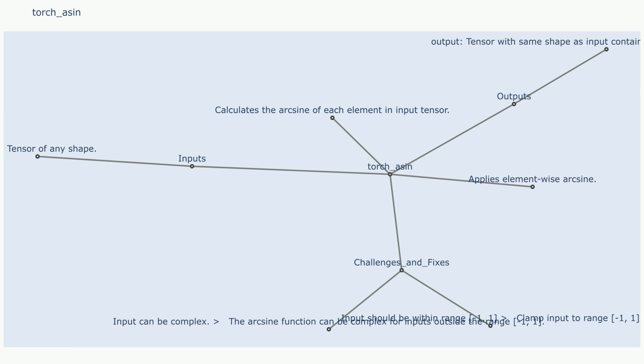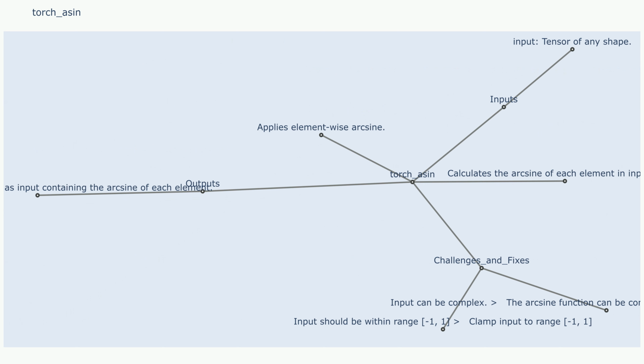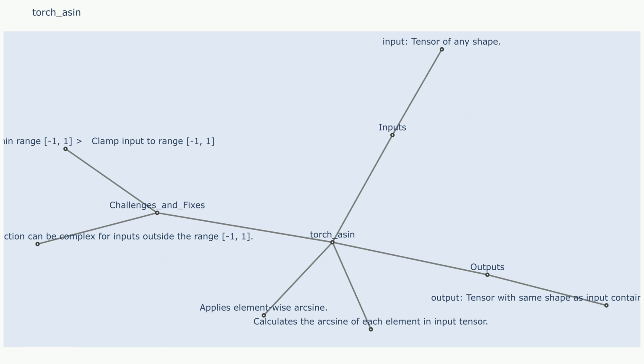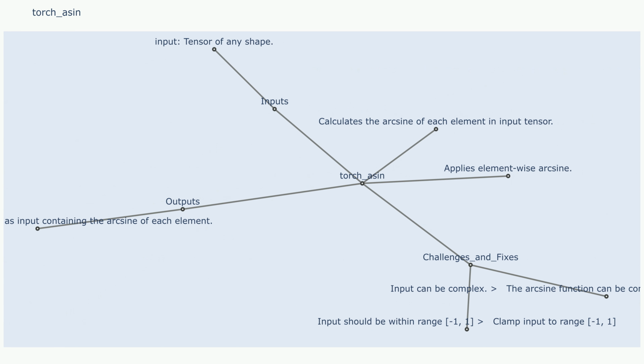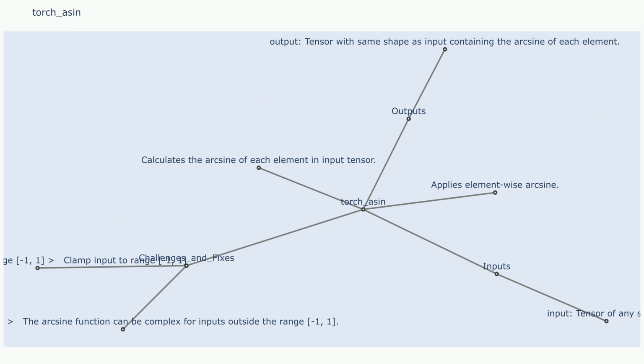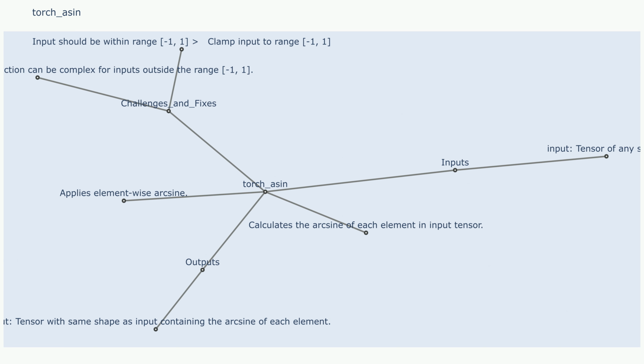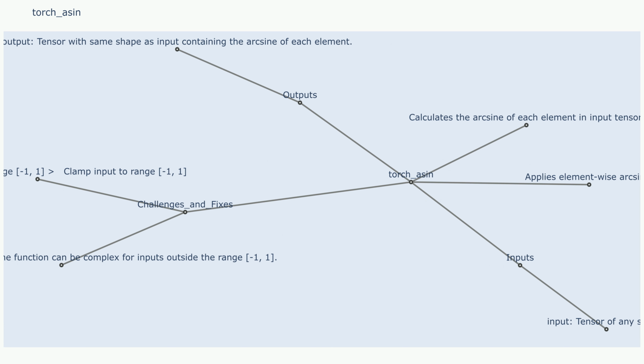Steps. Step 1: the function iterates through each element of the input tensor. Step 2: for each element, it calculates the inverse sine using the mathematical arcsine function. Step 3: the calculated arcsine value is stored in the corresponding element of the output tensor. Challenges and fixes. Challenge 1: input values outside the range -1 to 1. Sample use case that resulted in challenge 1: torch.asin(torch.tensor(2.0)).